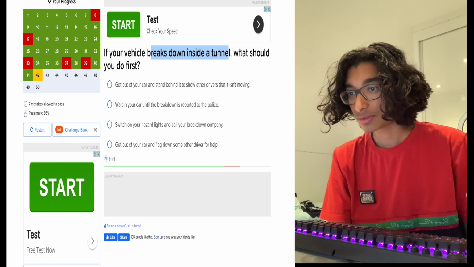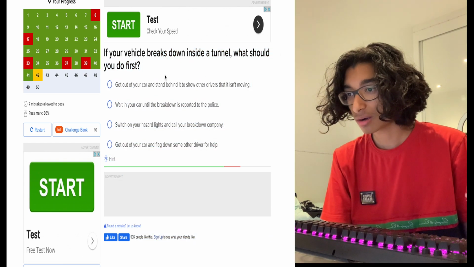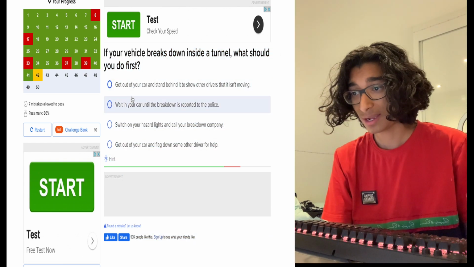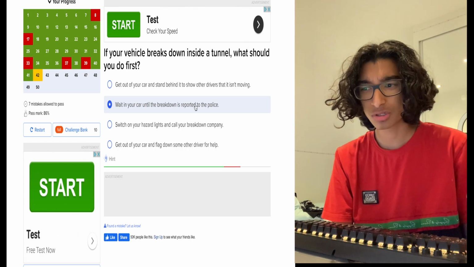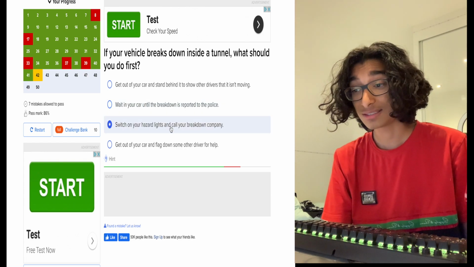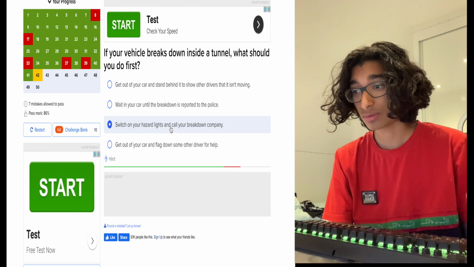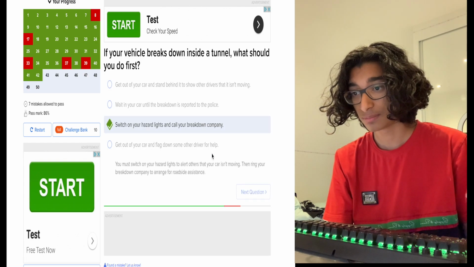If your vehicle breaks down inside a tunnel, what should you do first? Get out of the car and stand behind it? No. Wait in the car. Why would you report it to the police? Switch on your hazard lights, yes. And call your breakdown service. Get out, yes, it has to be the third.